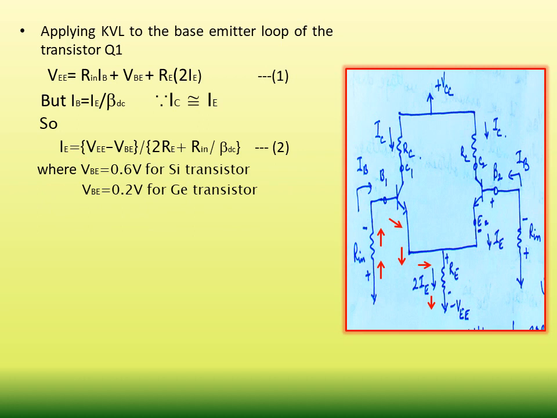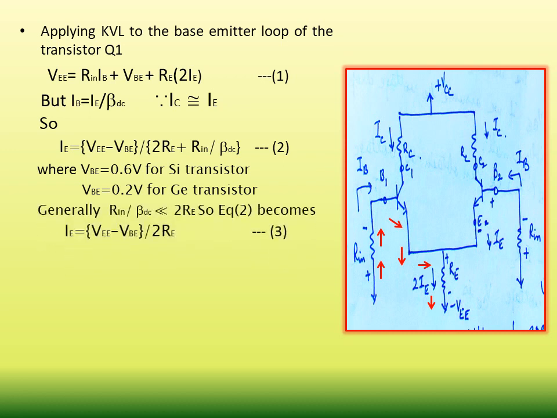Now here VBE is the base emitter voltage of the transistor. If the transistor is silicon, its value is 0.6 volts, and if it is a germanium transistor, its value is approximately 0.2 volts. Generally, RIN upon beta DC is very small compared to 2RE, so this term can be neglected. Equation 2 reduces to equation 3. In equation 3 we calculate IE, which is approximately equal to IC. Thus we have obtained the first operating point.